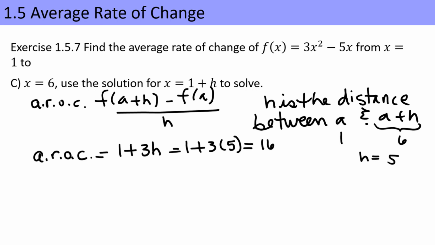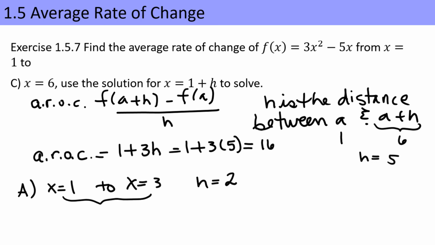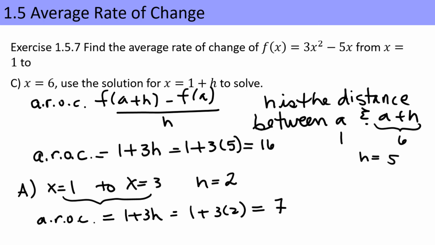Just for a little assurance, let's check with what we did in Part A. In Part A, we did from x equals 1 to x equals 3. So the distance between 1 and 3 gives us an h of 2. Let's use that simplified form. Average rate of change is 1 plus 3h. This would be 1 plus 3 times 2, which is equal to 7, the same value we previously got for Part A.